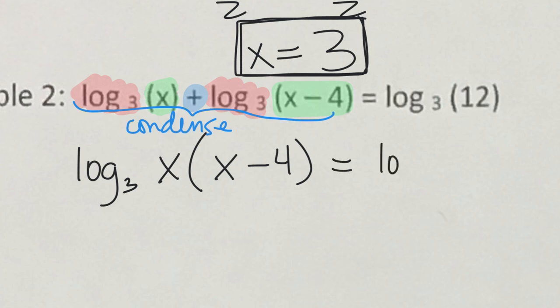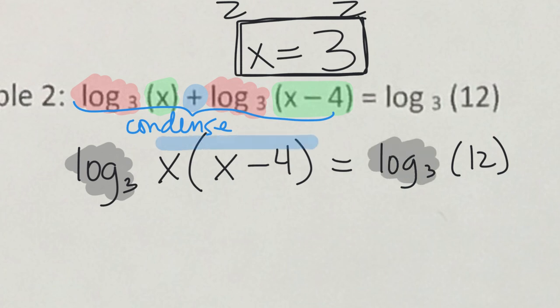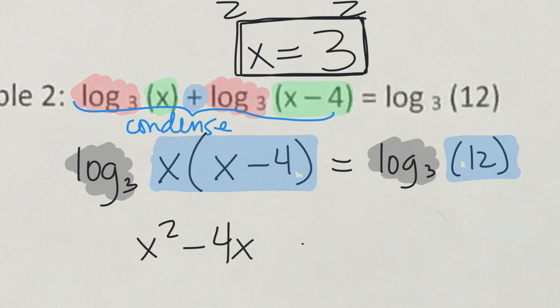When we add logs together, that is the same as multiplying their arguments. So now I only have one log on the left and one log on the right, which is exactly what I want. So my equation is going to be this thing has to equal that thing. That's how I get rid of my logs, by applying the one-to-one property. The left argument needs to be equal to the right argument. And of course, I distributed x times x and x times minus 4 to get x squared minus 4x.